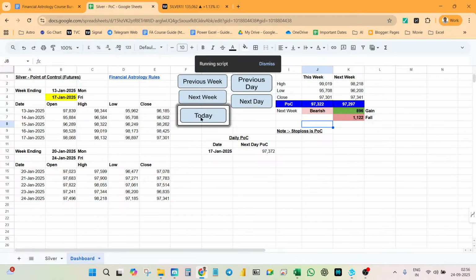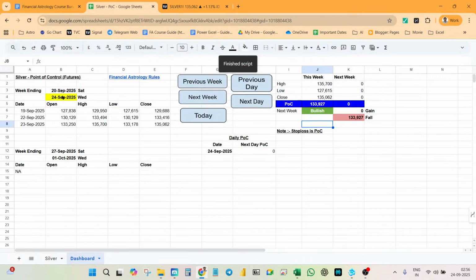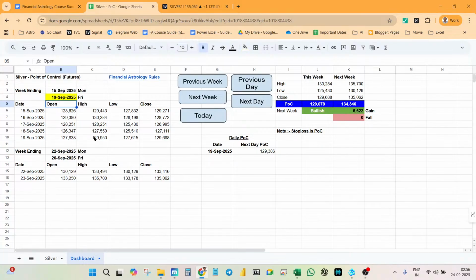Now for example, I want to see what happened in the previous week, 19th September. Last week, 19th September, we expected the view to be bullish for the current week. What happened is we saw almost 6,600 points gain in silver in the current week. So definitely it is overbought actually. So let us be very careful with the long positions.